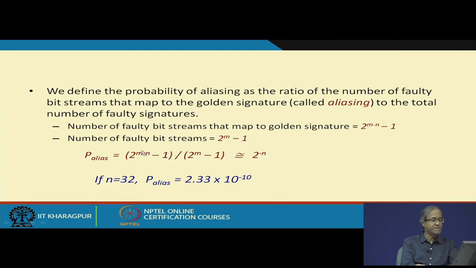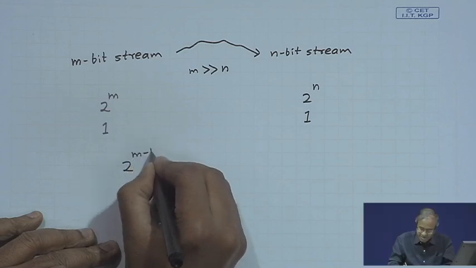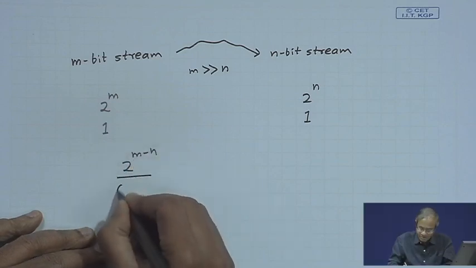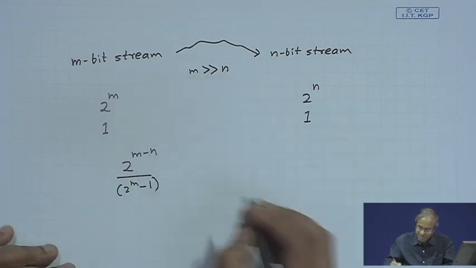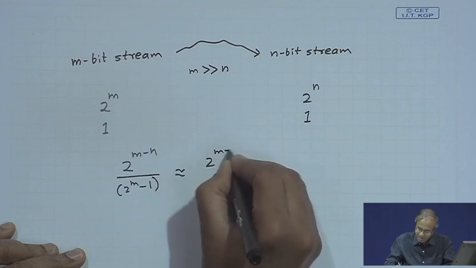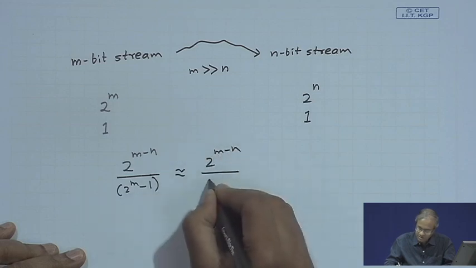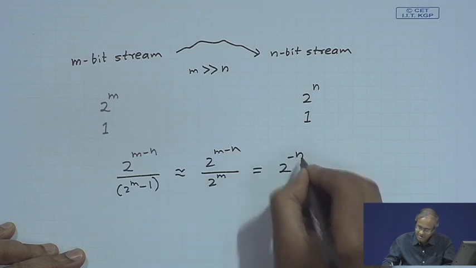Now, because m is much greater than n, this approximates to 2 to the power minus n, which is independent of m. You can check: 2 to the power m minus n divided by 2 to the power m minus 1. We are saying m is much greater than n, so you can approximate this as 2 to the power m minus n. You can ignore this 1 divided by 2 to the power m. This is 2 to the power minus n.